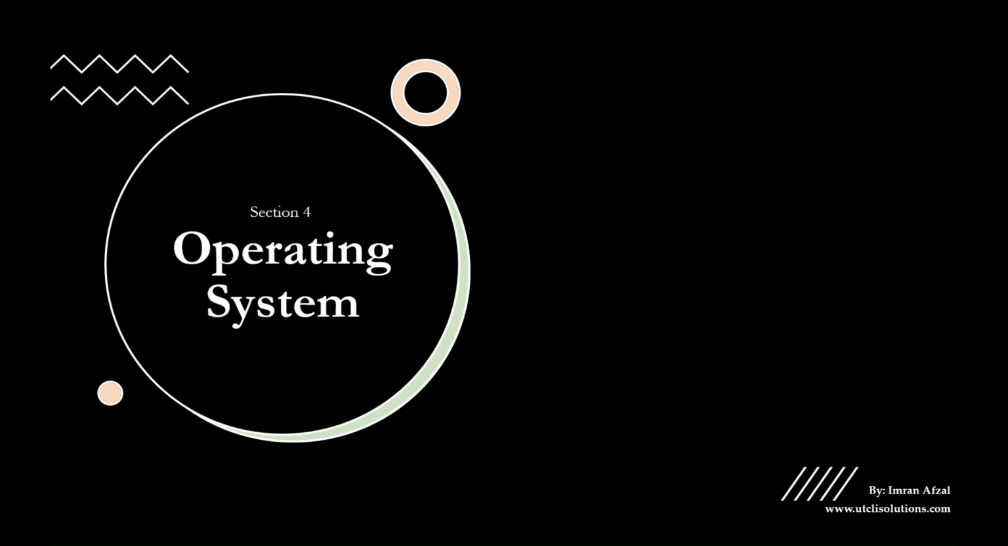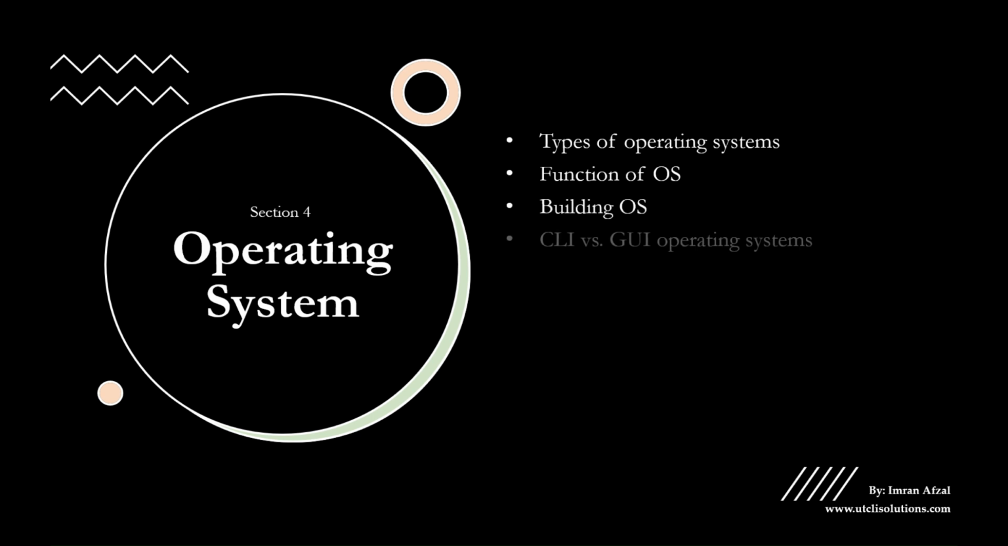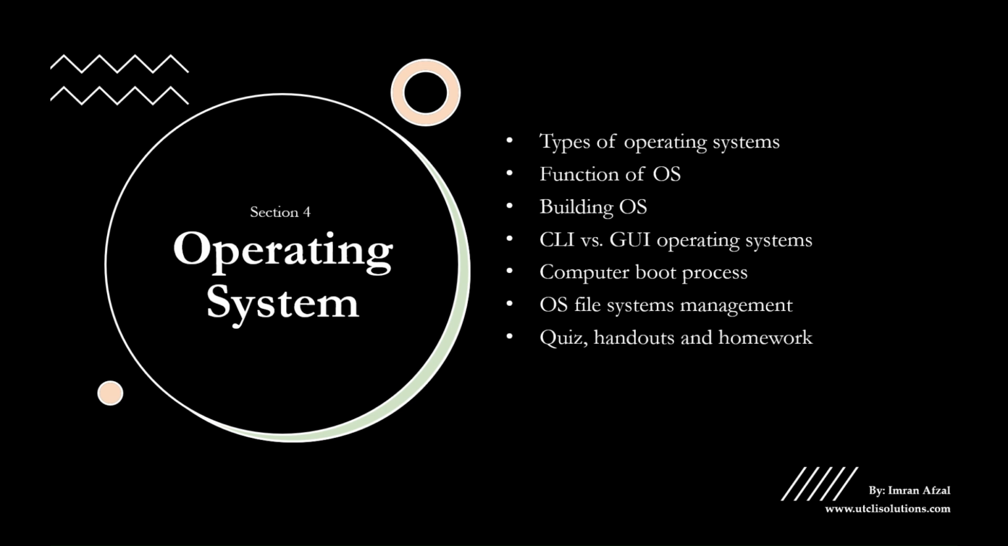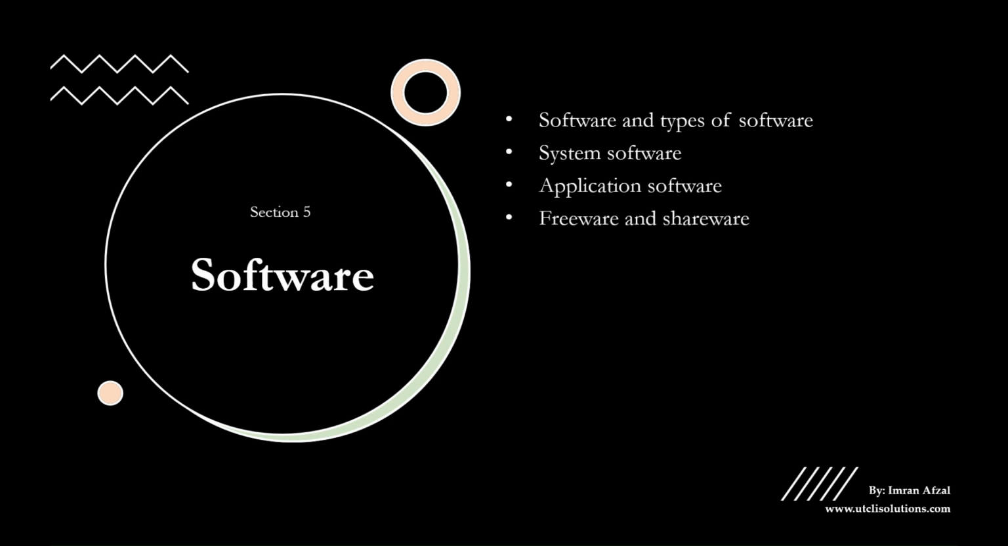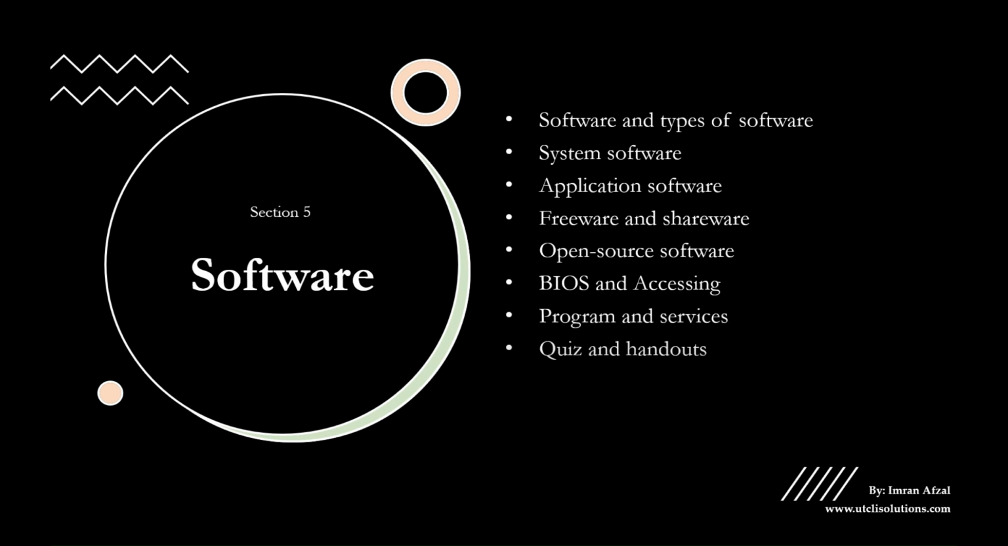Moving on to section 4, we'll talk about everything about the operating system, the types, the functions, the buildings, CLI and GUI operating system, computer boot process, and then we'll end with quiz and handouts. Then moving to section 5, which will be software and different types of software, system software, application software, freeware and shareware, open source software, BIOS and accessing the BIOS, program and services. So everything that you talk about, there are so many things you probably heard about software. Hey, is this a free software? We'll talk about everything in this section.